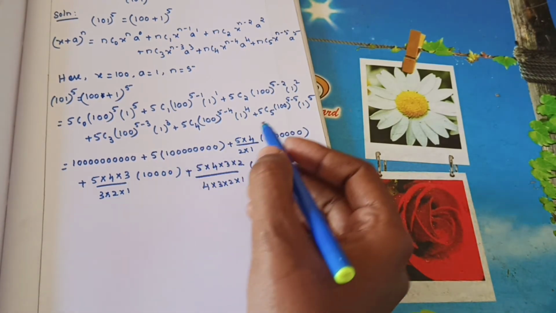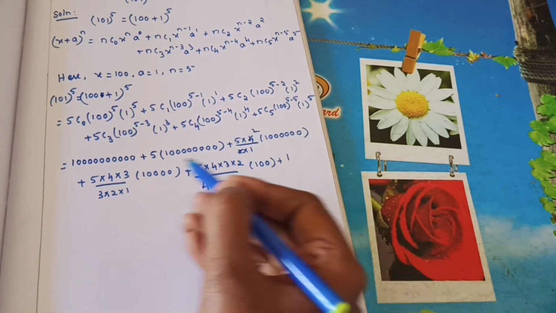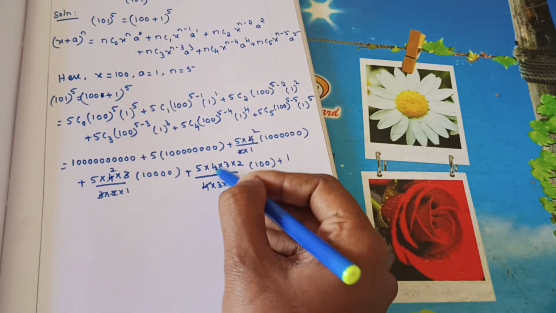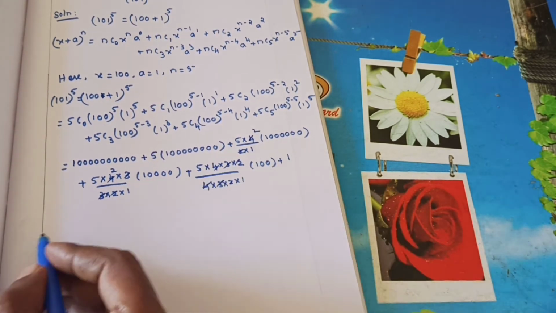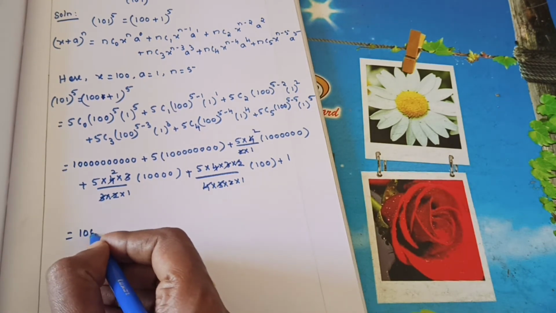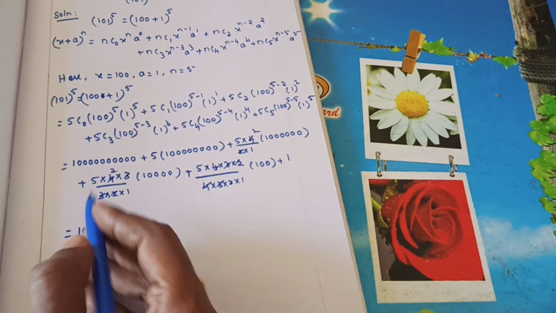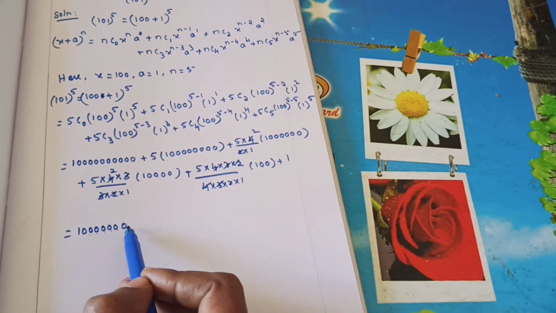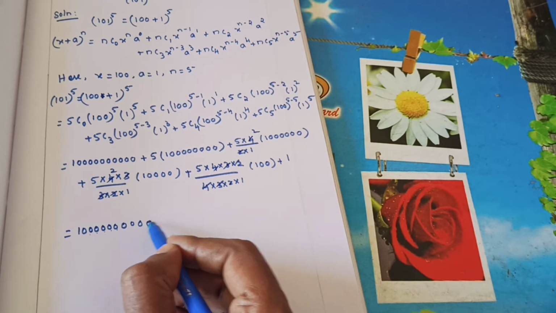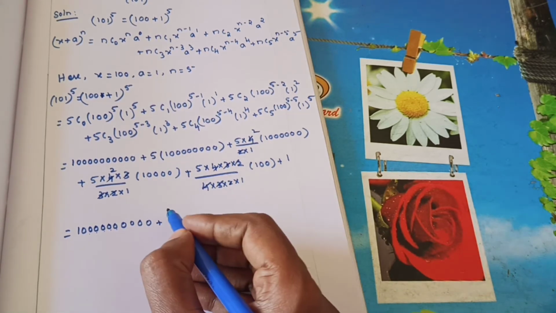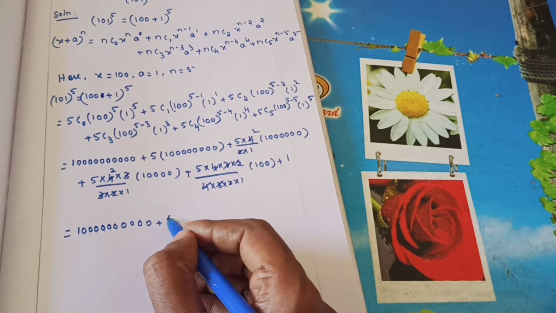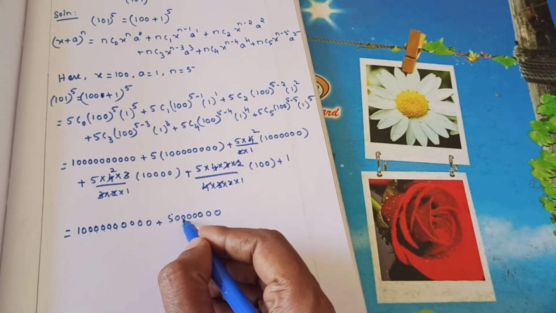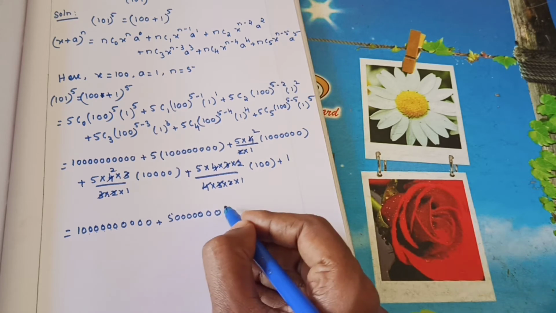So totally 1. Simplify. This and this will get cancelled. So here 3 and this one will get cancelled. So 2. Here 4, 3, 2, everything will get cancelled. So simplify. So totally how many zeros? 10 zeros: 1 2 3 4 5 6 7 8 9 10. Then 5 into this one. Multiply, 8 zeros. Is it right? 1 2 3 4 5 6 7 8.